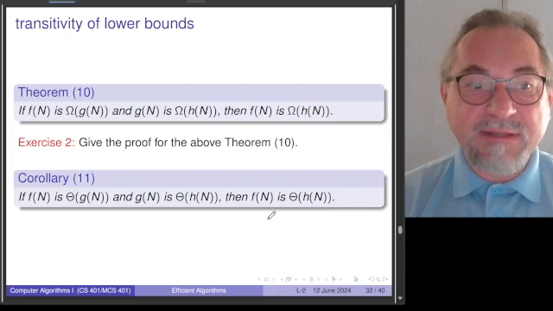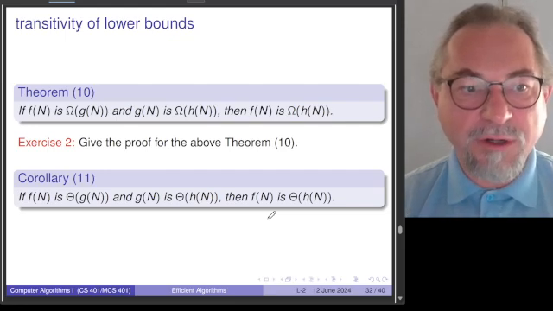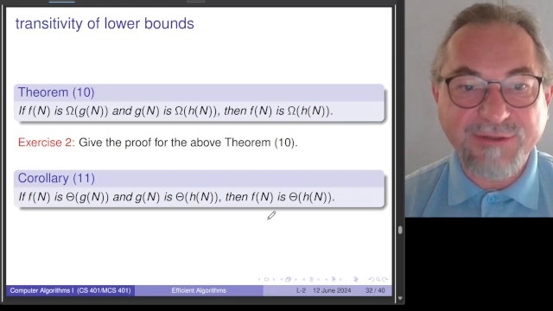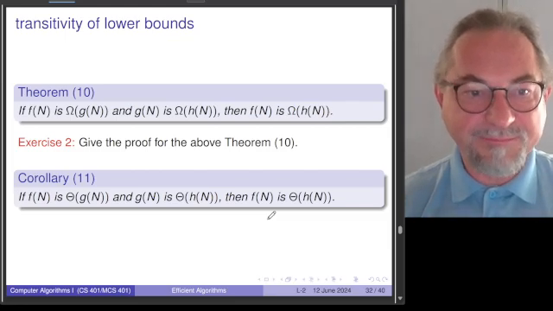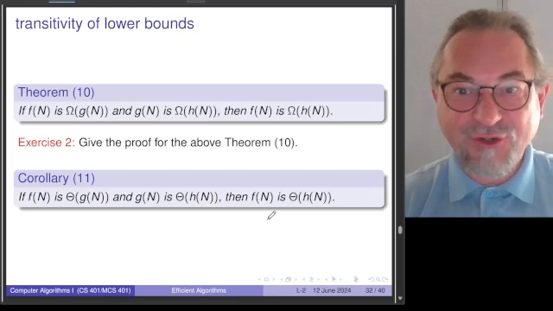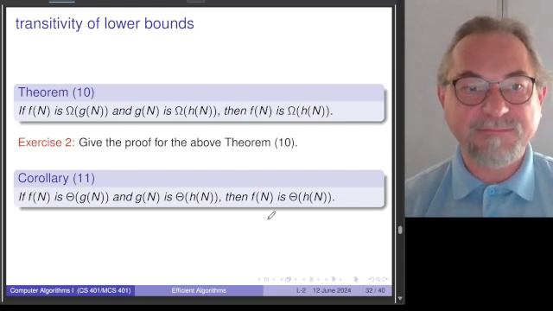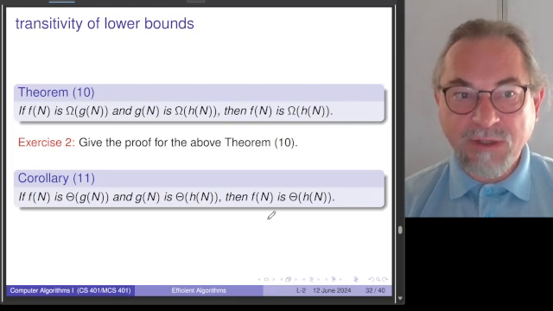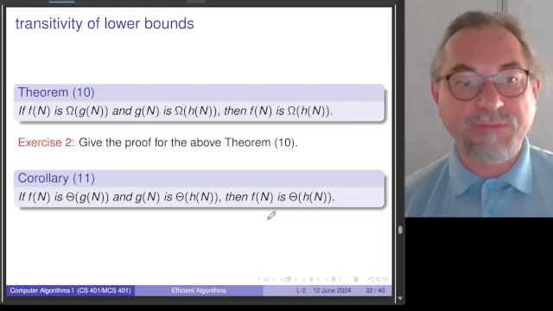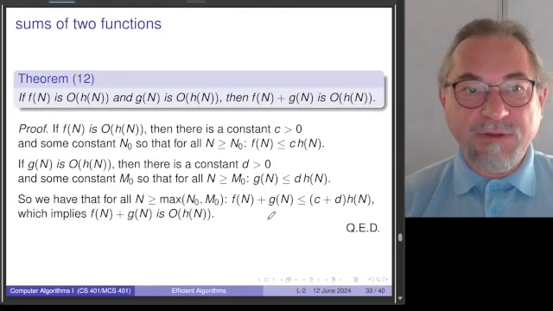The consequence is that if you have tight upper bounds, big theta, for f, then the transitivity implies that every one of the 3 functions has the same function as the tight bound. So all 3 functions are of the same order. You could have this if you have 3 quadratic polynomials for f, g, and h. Okay, sums of 2 functions.